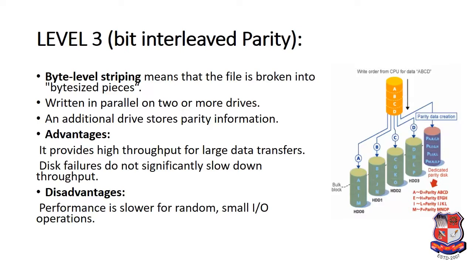The advantage of this kind of level is it provides high throughput for large data transfers. Disk failures do not significantly slow down throughput. Now the disadvantage is that performance is slower for random small input output operations. So now in this figure you can see the dedicated parity disk, and they have briefly explained that A to D is parity for ABCD. So you can see here ABCD. If there is any problem with ABCD, then it will be cleared using the A to D parity. Same like E to H, I to L and M to P.